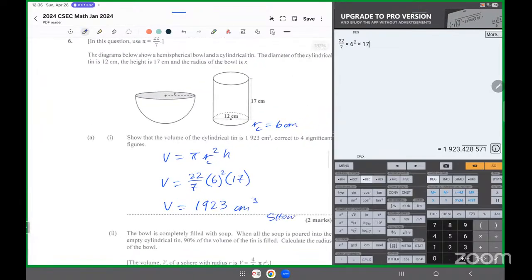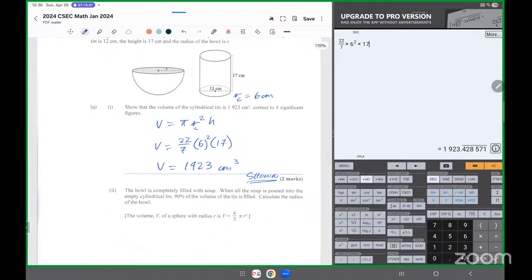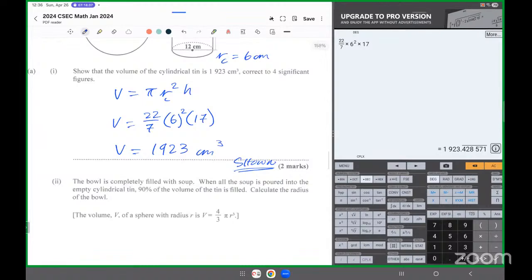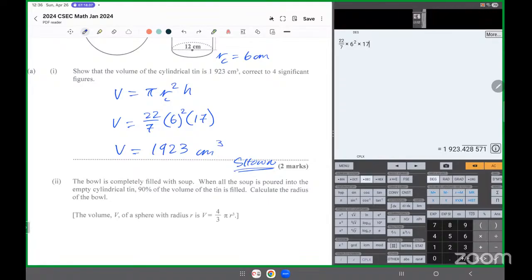I've shown that. Next part says, the bowl is completely filled with soup. When all the soup is poured into the empty cylindrical tin, 90% of the volume of the tin is filled. Okay. So 90% of this is filled. It means that the volume of the bowl is 90% of this. That's what it means. Now the bowl is completely filled, right? Calculate the radius of the bowl.